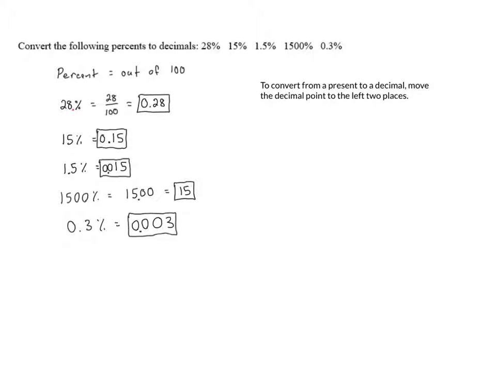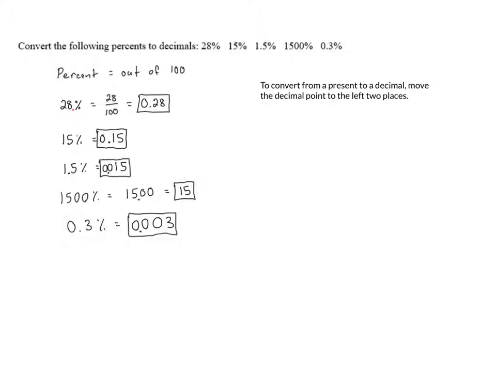When we're dealing with percents, we usually want to convert them either to a decimal or a fraction so that we can do mathematics with them. We've talked about arithmetic with fractions and arithmetic with decimals, but not arithmetic with percents, because usually we don't do arithmetic with percents. We convert to a fraction or a decimal first.